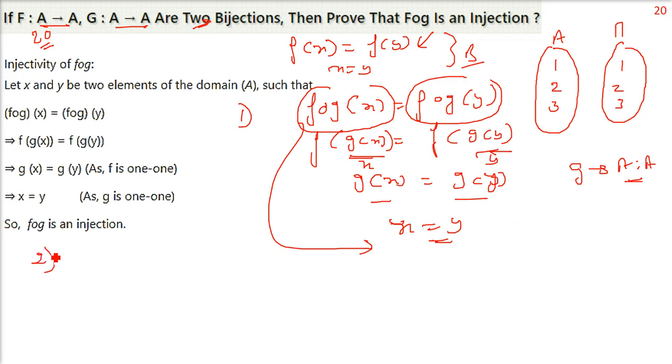Now let us come to the second part and try to show it as surjective. So what do we do? Fx equals y. This is what we do in a general question. We try to show that for every value of y, there is a pre-image x. For every y, there is a pre-image. So we will start with fog, because this function is not fx here. We have to prove fog x is surjective. So fog x is equal to y here. Now this is f of gx.